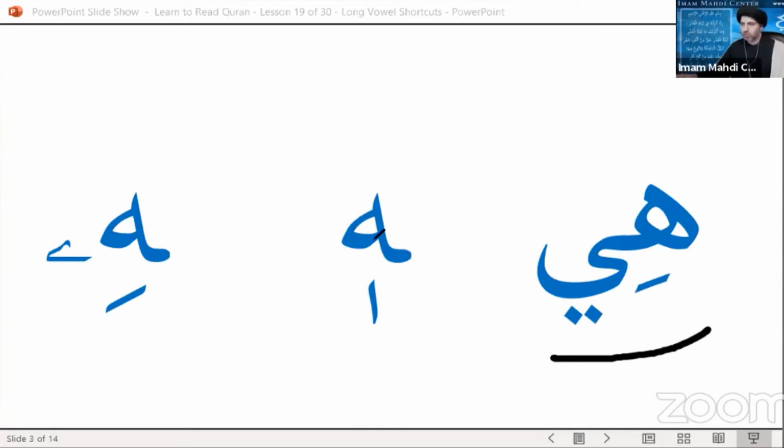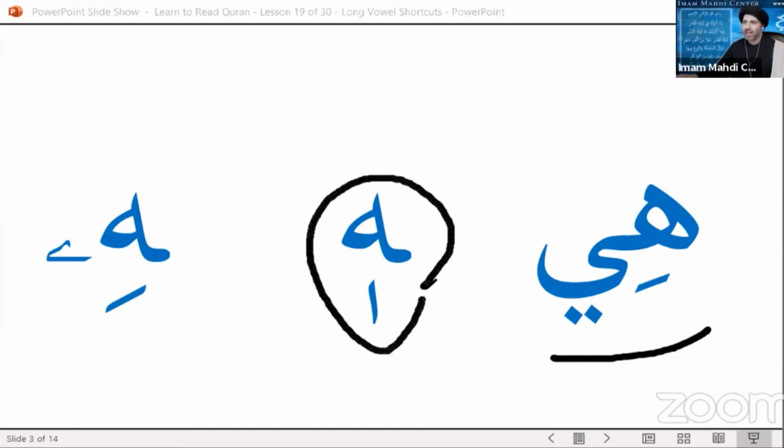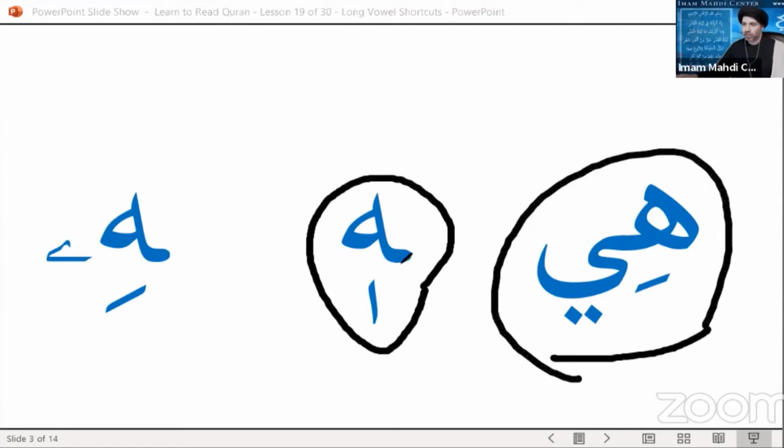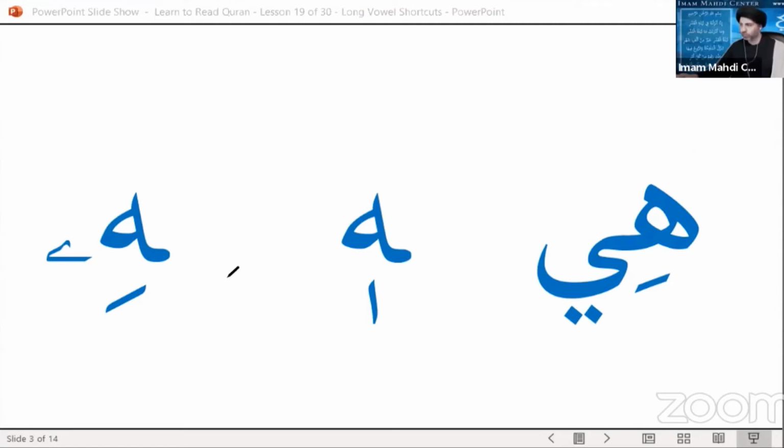So sometimes you will see a small alif underneath it. So whenever you have a small alif under a letter, you will know to pronounce it with this long vowel sound, e. So this is pronounced he. This is pronounced he, this is pronounced he.